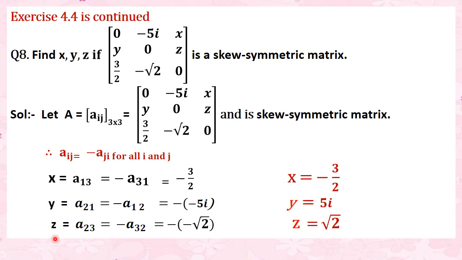z is equal to A23, and by definition A23 is equal to minus A32. A32 is minus root 2, so minus of minus root 2 is root 2. So z is equal to root 2.